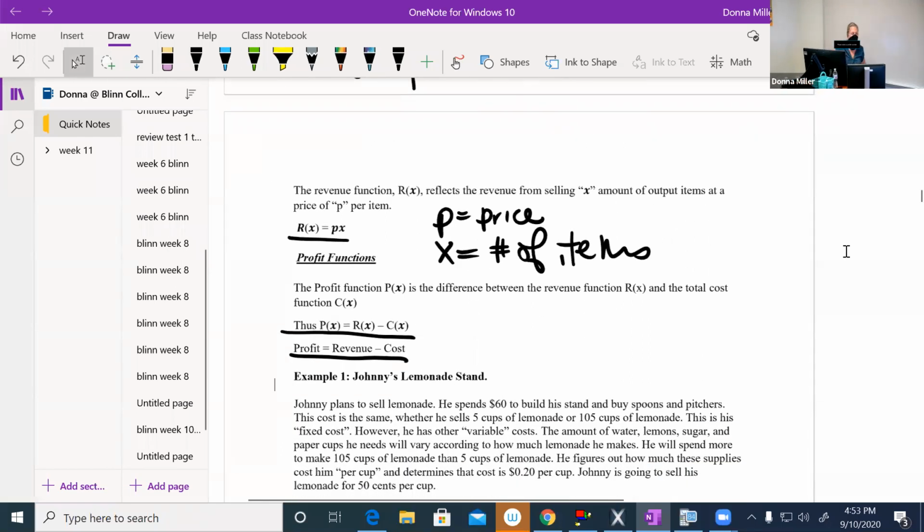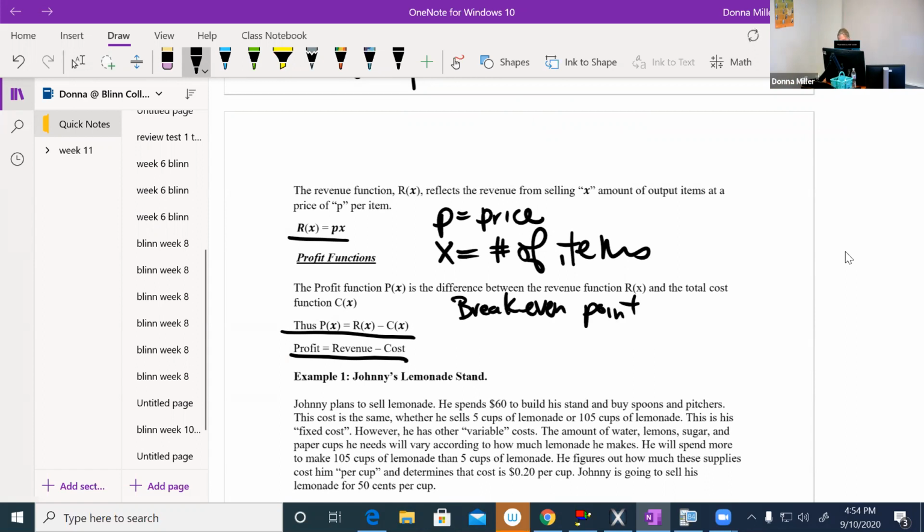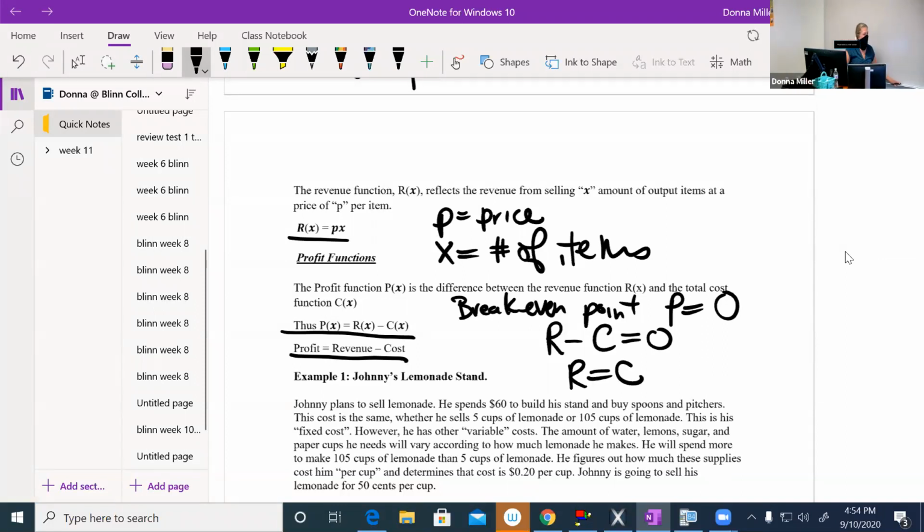One thing I want to mention that we'll see in a minute: one important quantity is what they call the break-even quantity. That's when the profit is zero, so I'm neither losing nor gaining money. The break-even point, where I'm breaking even, is where the profit equals zero. Revenue minus cost equals zero. That means the revenue equals the cost at the break-even point. What I'm taking in equals what I'm spending. I'm not losing money, and I'm not gaining money.